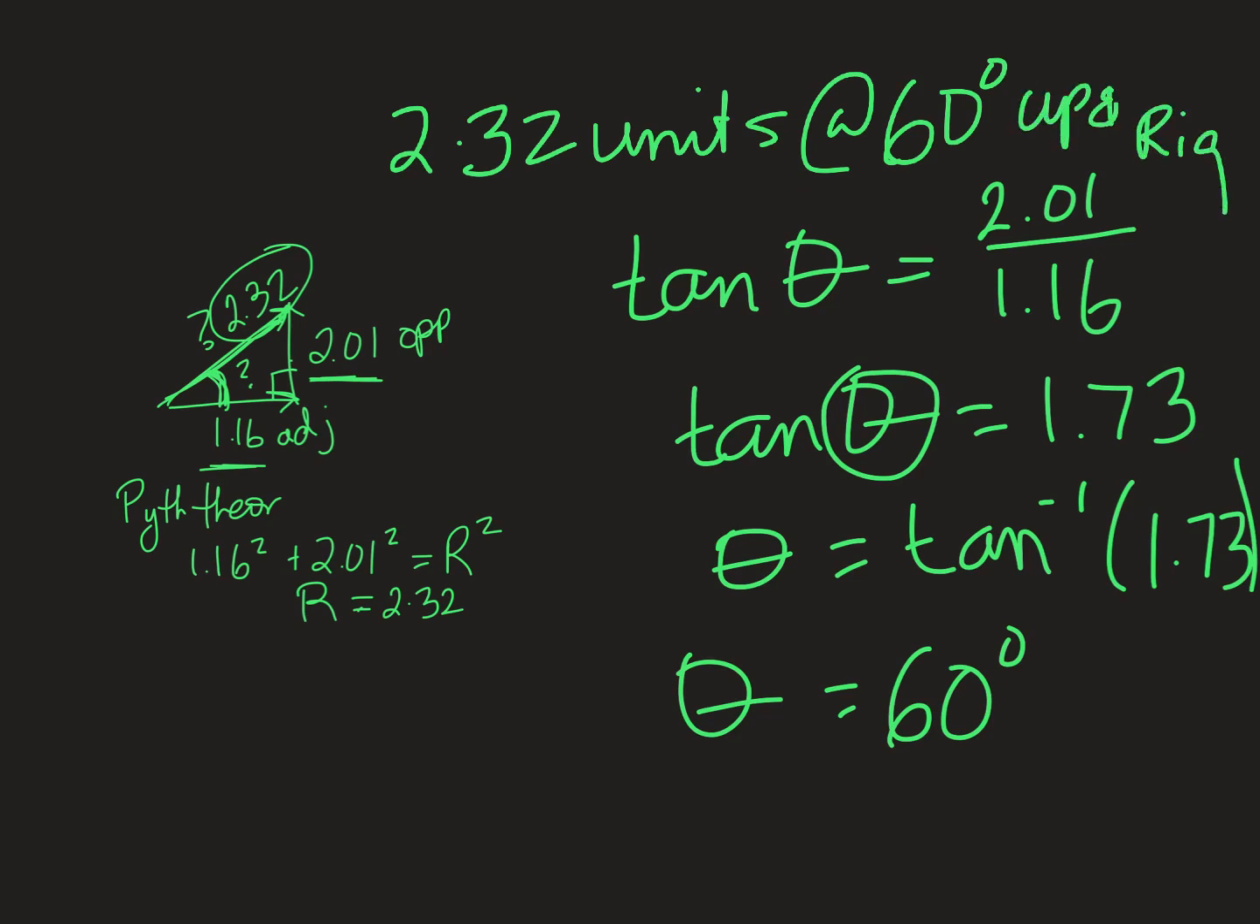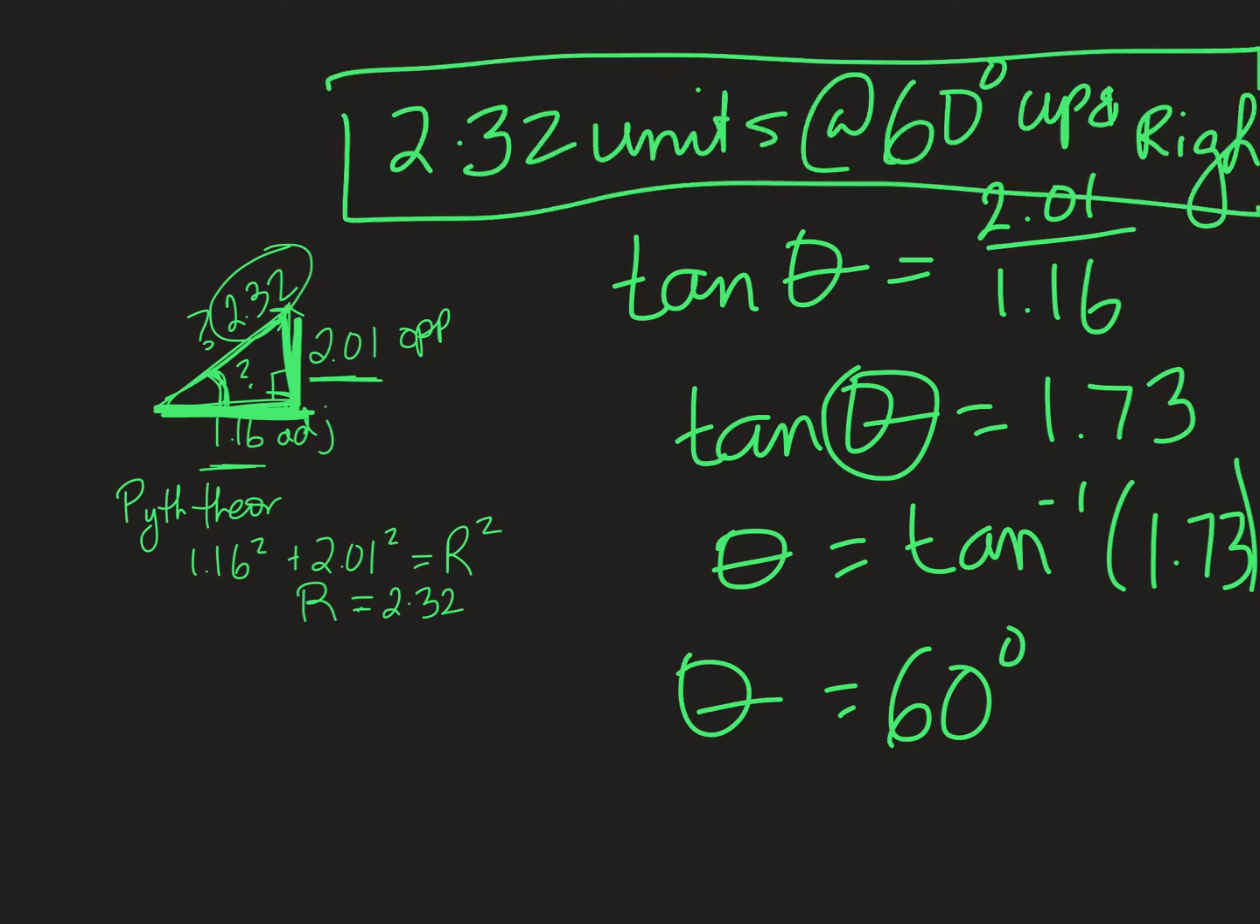And we know it's up and to the right because it's going up and it's going to the right. Okay, so that's our final answer right there: 2.32 units at 60 degrees up and to the right. All right, you're going to have a chance to practice this with help, so good luck with that.